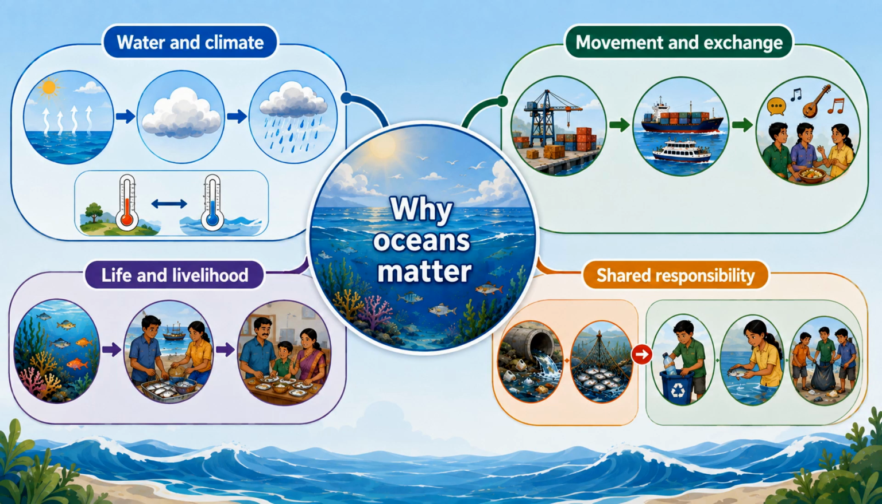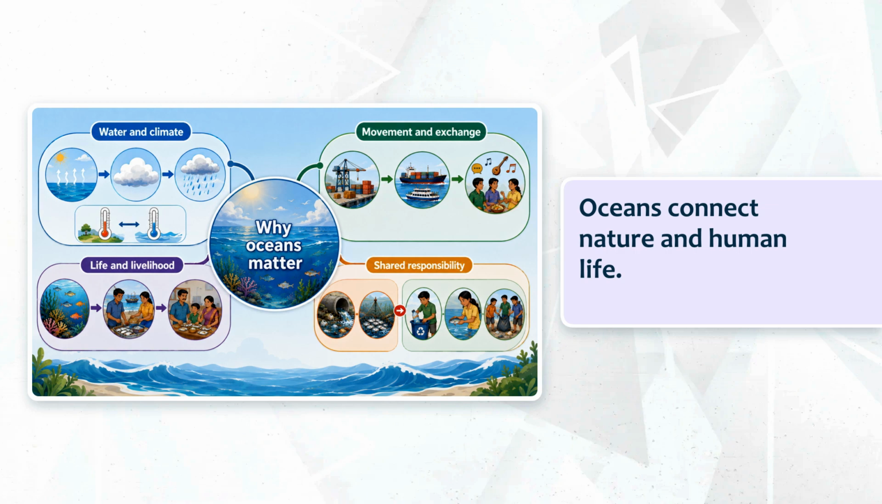The 4 branches connect oceans with water and climate, marine life and livelihoods, movement and exchange, and shared responsibility. Together they show why oceans matter as one system. Step back and view the whole pattern. Oceans connect nature and human life. Each branch shows a different part of one larger system.